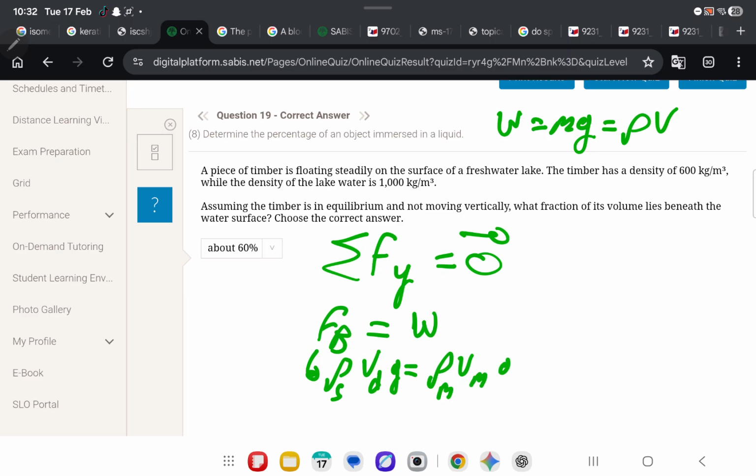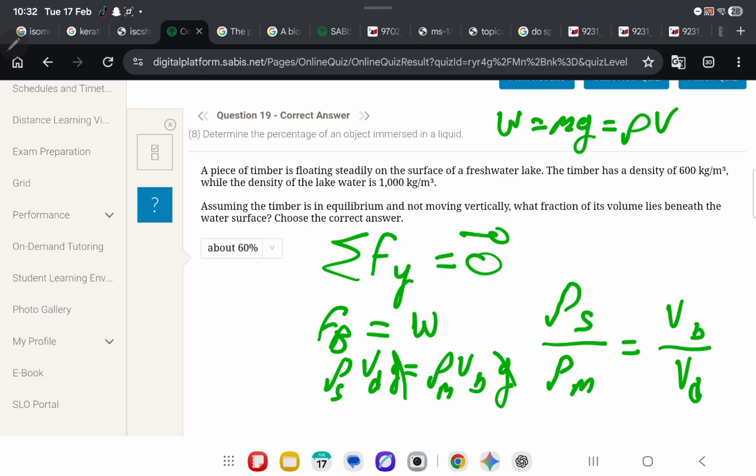Listen, it sounds very confusing. Just use it like this, and then you make a ratio. g and g cancel out. So then it's rho of the solution over rho m. Rho s over rho m equals V B, which is the volume of the block, over the volume that's displaced. Okay, now what are they telling me? What is the volume beneath it, right?